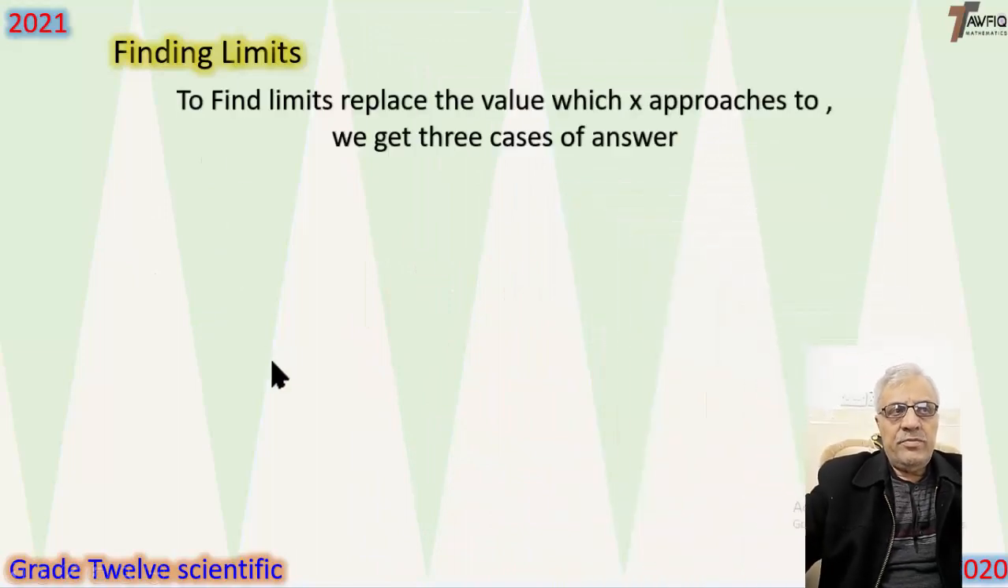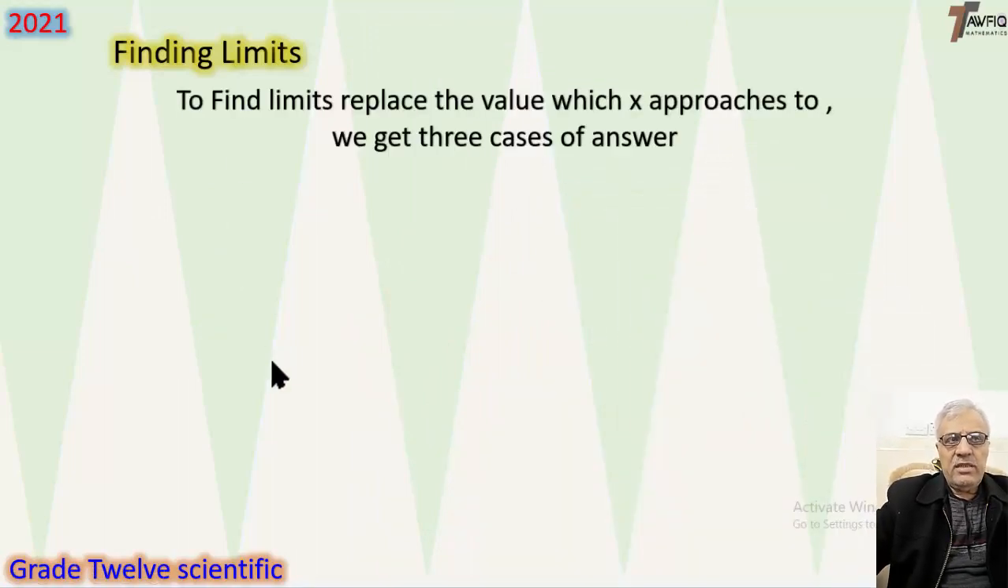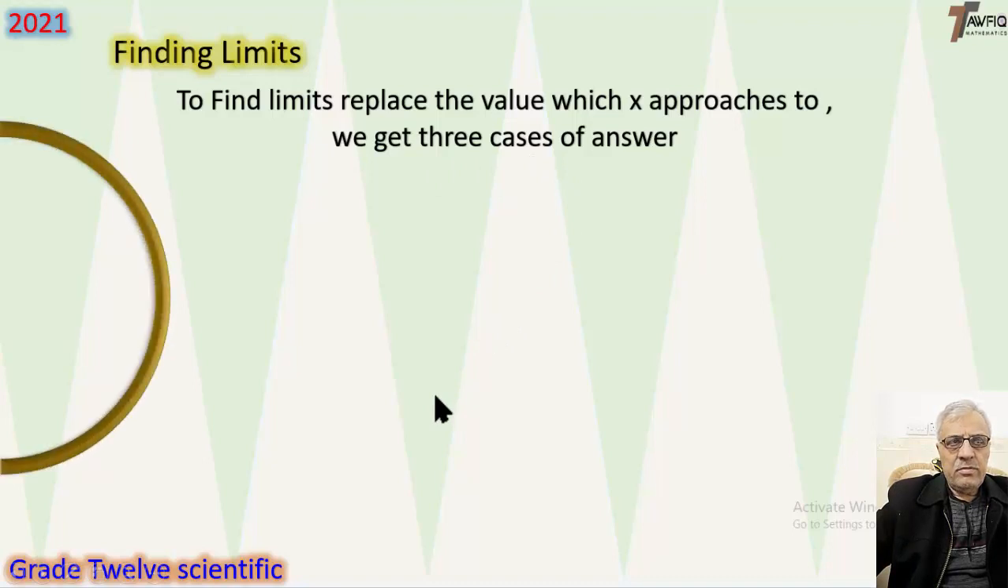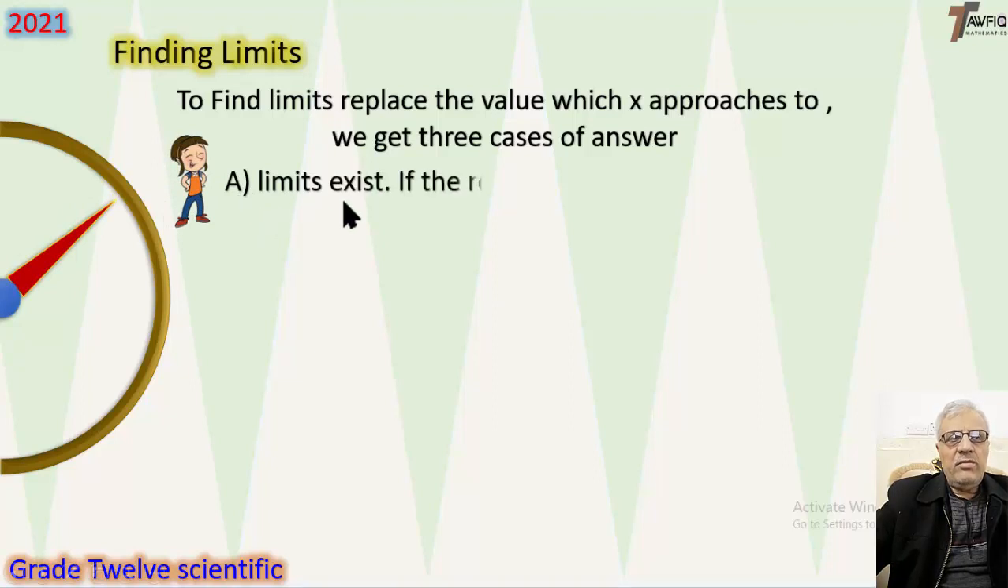Finding limit. To find a limit, replace the value which x approaches, and we get three cases of answers. The first case: the limit exists if the result is a real number. That means after replacing the value in f(x), the result is a real number.